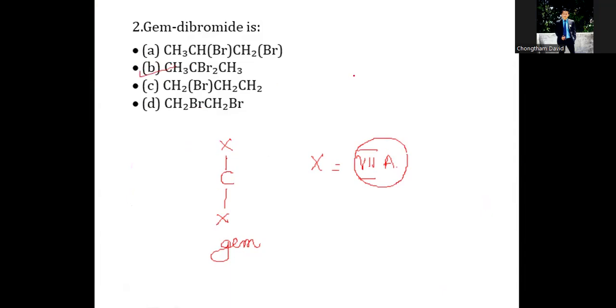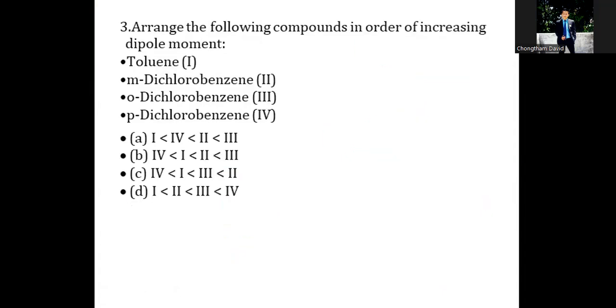So you can expand the structure like this: CH3, C, here you can write Br and here Br, then CH3. The name is called 2,2-dibromopropane. Answer is 2,2-dibromopropane. Coming to the next question, question number 3. Arrange the following compounds in order of increasing dipole moment.